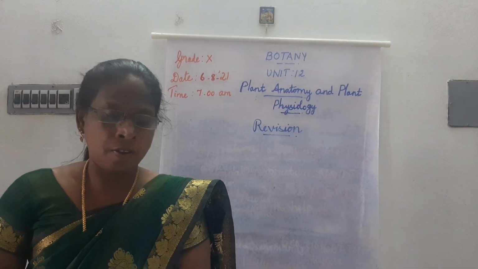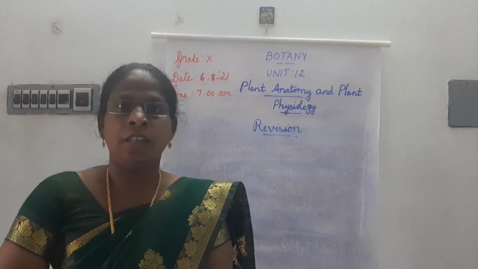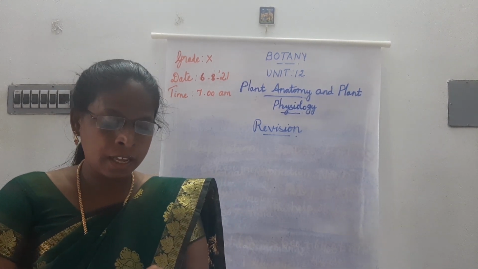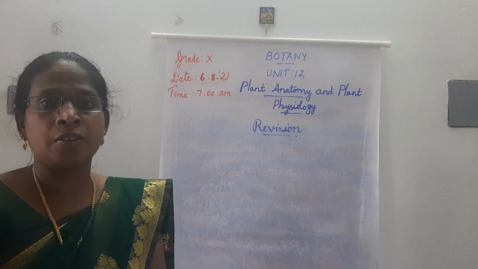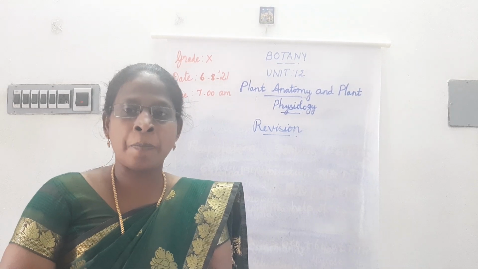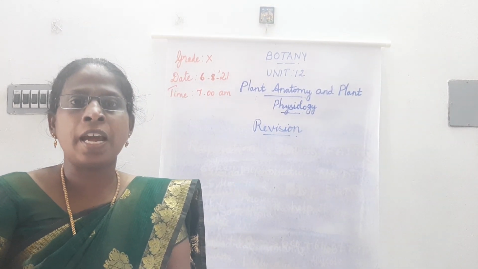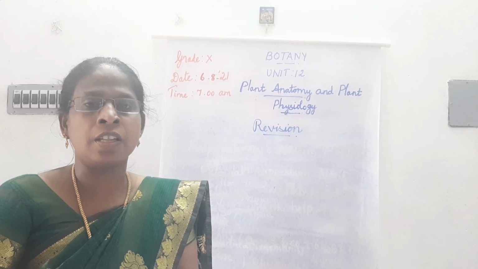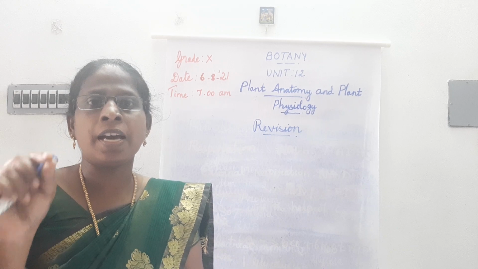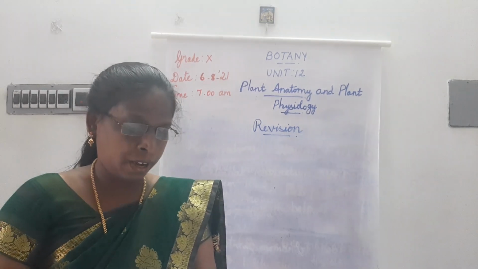First question, Roman letter 5: what is collateral vascular bundle? The answer: the collateral vascular bundle is a type of conjoined vascular bundle in which xylem lies towards the center and phloem lies towards the periphery. The important point is that xylem lies towards the center and phloem lies towards the periphery.